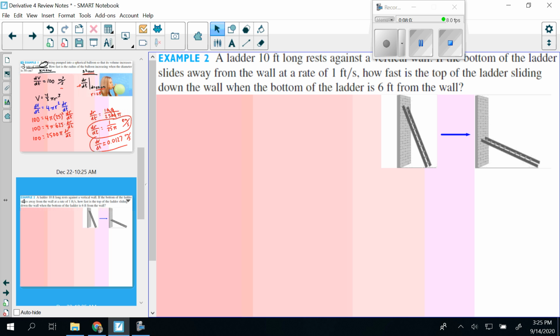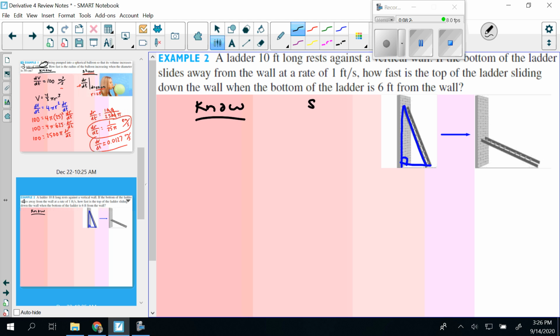So what we got to figure out is what connects all this. What connects the wall, the ladder, the ground, the three things we're talking about? Well, it looks like it's forming a right triangle. What do we know connects the sides of a right triangle? This one's going to be Pythagorean theorem. So our connecting equation is Pythagorean theorem.